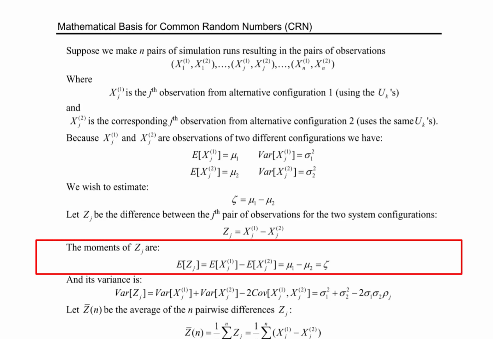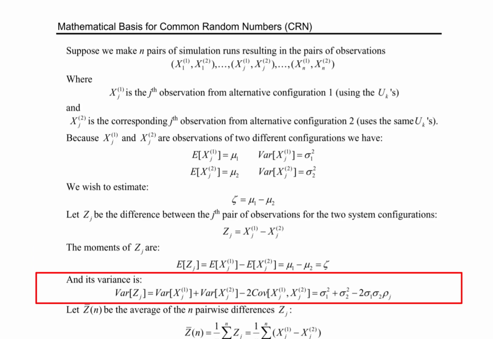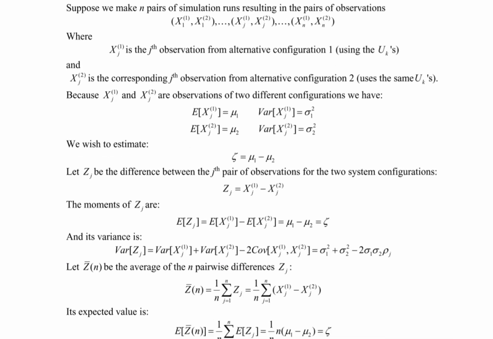The moments of z are easy to evaluate. The expected value of z is μ1 minus μ2, which is the expected value zeta that we are interested in estimating. Its variance, that is the variance of z sub j, equals the variance of x1 plus the variance of x2 minus 2 times their standard deviations times the correlation coefficient between them.